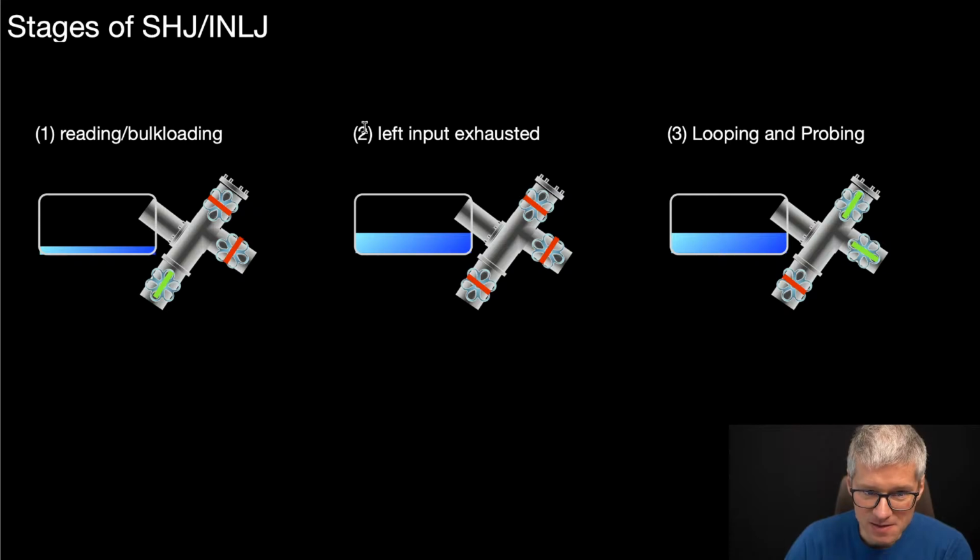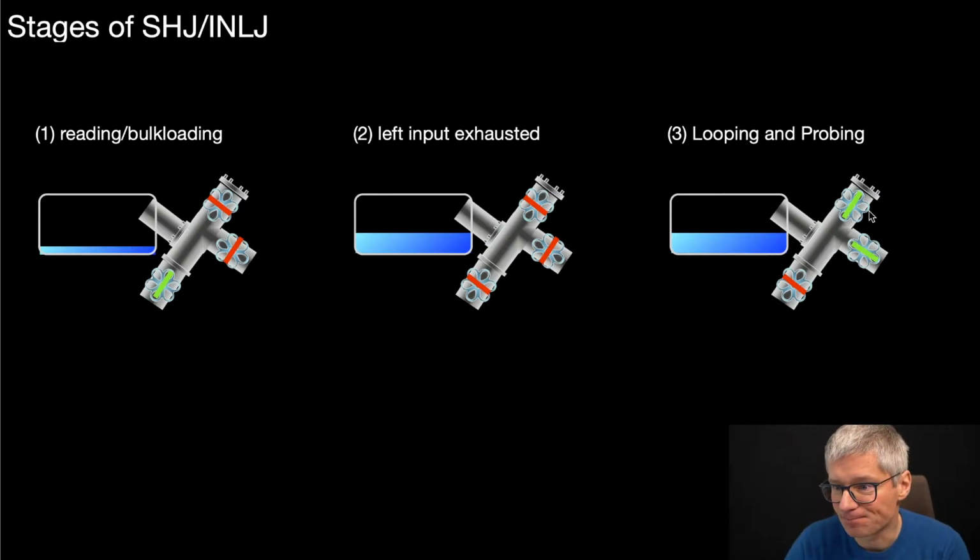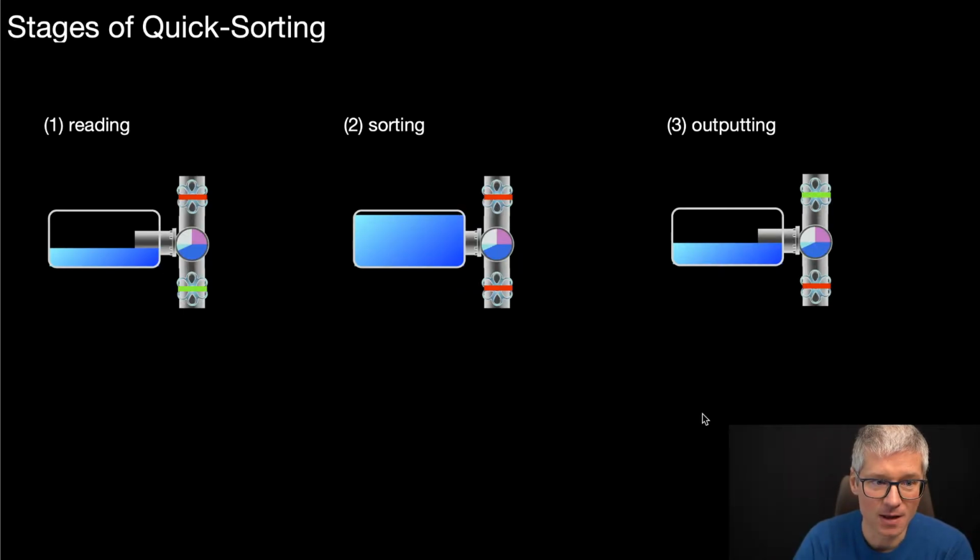Now in phase 2, the left input is exhausted. That's your hash table. That's what you buffer. And then you run into this probing phase, where everything from the right input is probed against the hash table. If that produces a join result, that join result will be sent to the next stage in the pipeline. Those are the three stages you can identify here.